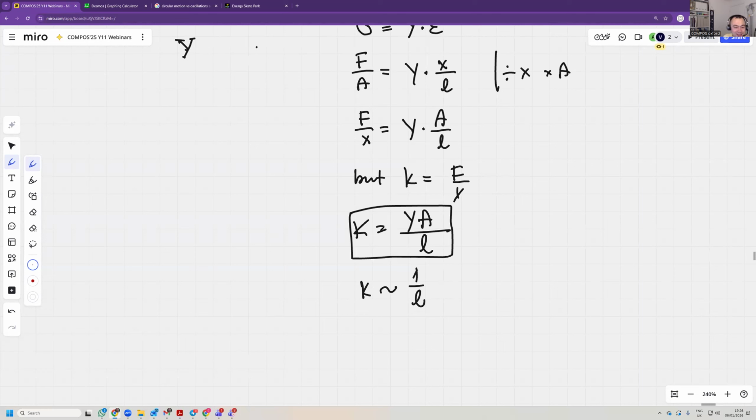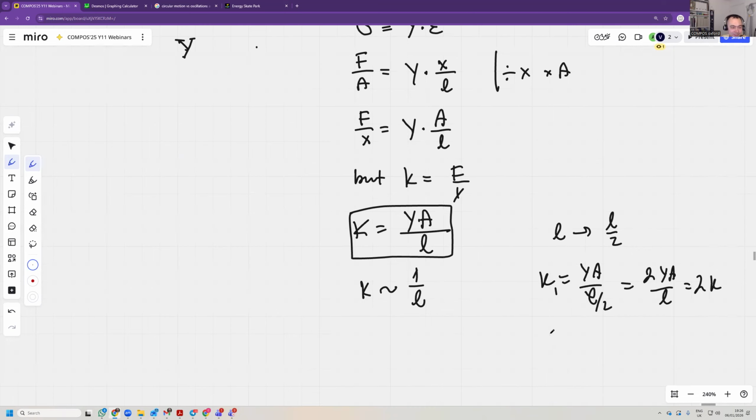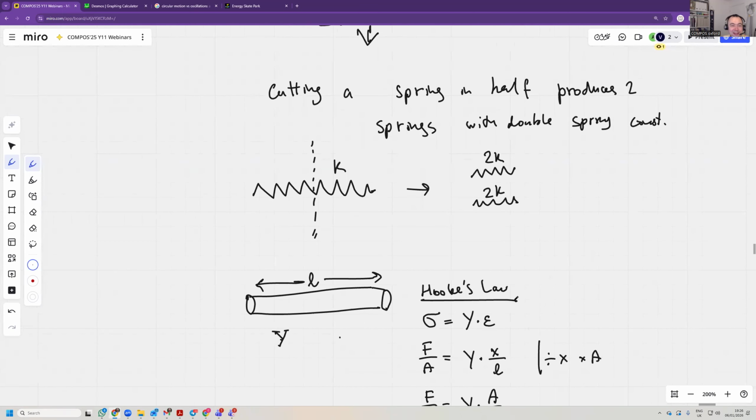Okay, so inversely proportional to the length. If L is replaced with L over 2, K is YA divided by L over 2, which is 2YA divided by L, which is 2 times the original K. K1 is 2K. Cool.